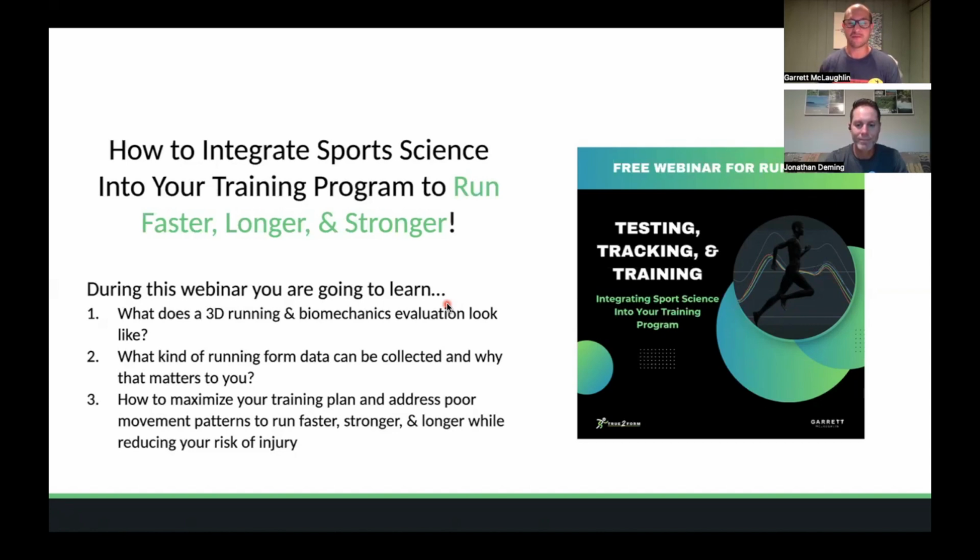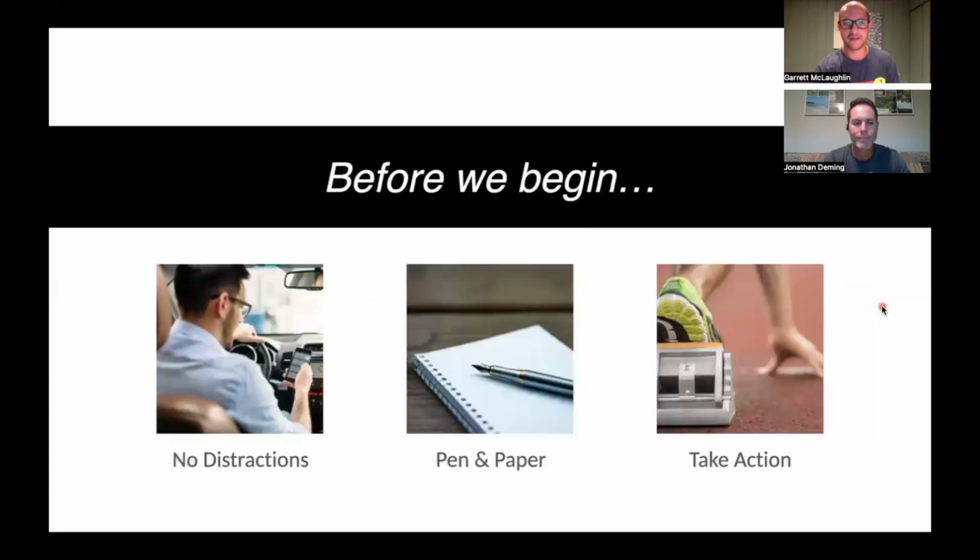What kind of running form data can be collected, and why that matters to you as a runner if you're looking to reduce or eliminate pain or improve performance. And then we'll dig in a little bit about certain areas of running form, specifically pelvic drop and foot pronation. How do we address these poor movement patterns for you to hopefully run faster, stronger, and longer and reduce your likelihood of injury?